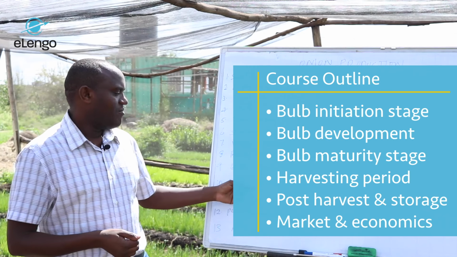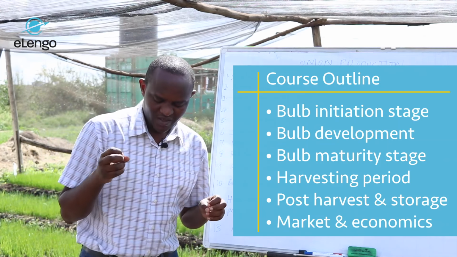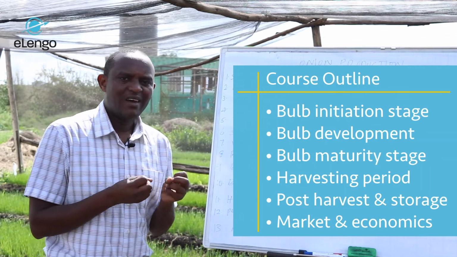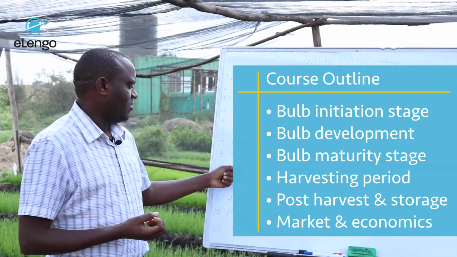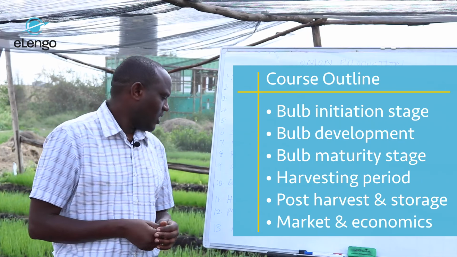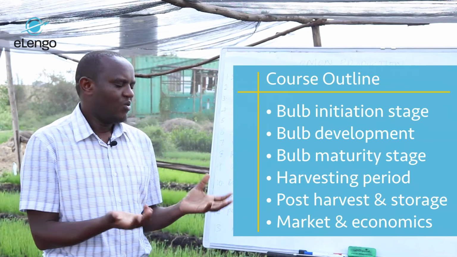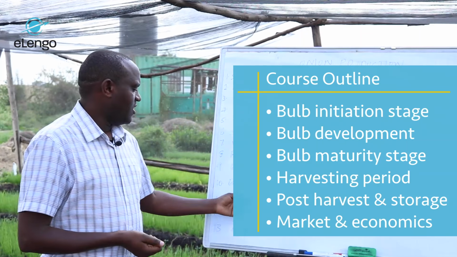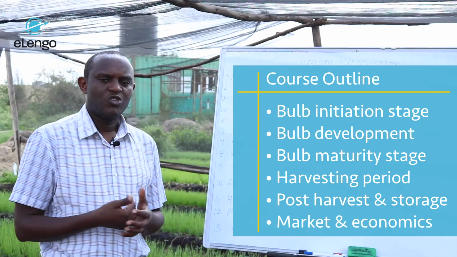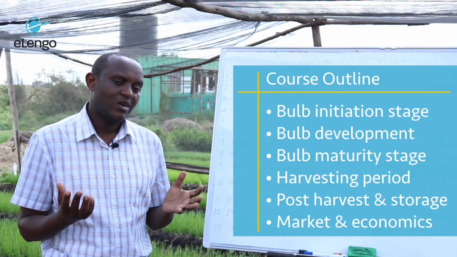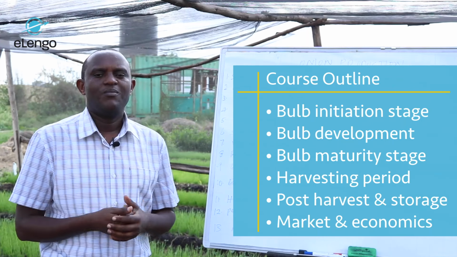But of course, after the bulb matures, we have what we call the curing stage, because the bulb has to be mature and dry enough so that when it is harvested, it has good shelf life. So that is part of the maturity stage that we are going to look at. Of course, for harvesting, we are going to see how you harvest these bulbs and how you store them. After harvesting is the post-harvest and storage, how you store them so that the bulbs don't get bad quickly.